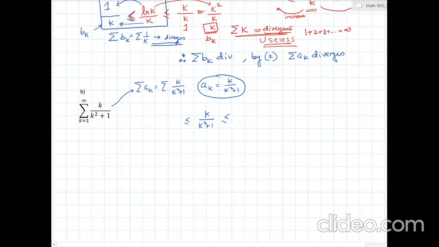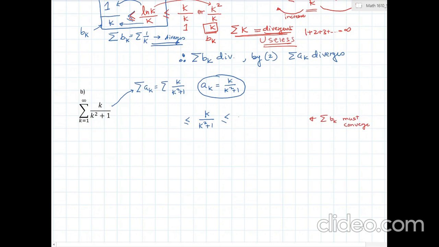So let's try the right hand side first. Remember, we have to find something on this side. If we do find something on this side, then that series must converge for it to be useful. Okay, so what can we find which is bigger?